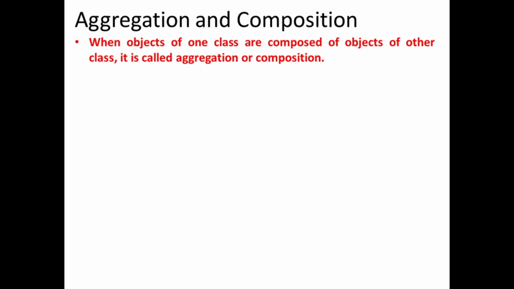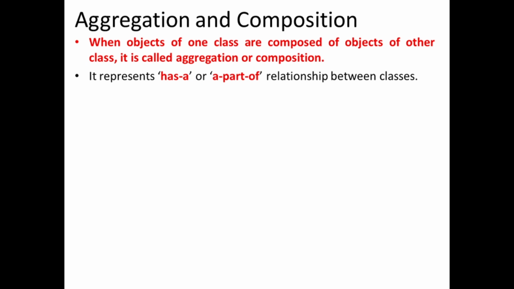Now we have to see aggregation and composition. So let's discuss this. When objects of one class are composed of objects of another class, it is called aggregation or composition. We also have to see the difference between aggregation and composition. When an object of one class is composed of an object of another, it is known as aggregation, or you can say composition. It represents a 'has a' or 'a part of' relationship between classes.